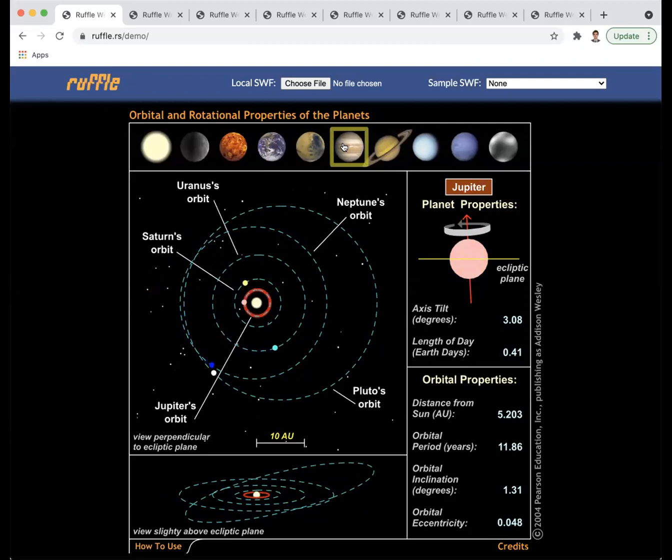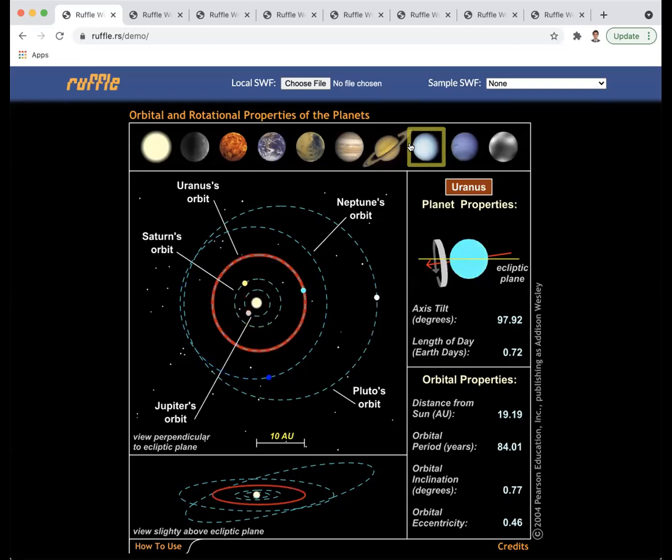Jupiter, 3 degrees axis tilt. It rotates way faster, so that's why it's also not 100% spherical, because it's rotating very fast. So the length of a day is about 0.4 of an Earth day. That means Jupiter, with that massive size, is actually moving pretty fast. The same is true for Saturn, 0.44, which is the length of a day. But the axis tilt is way more than Jupiter, about 26 degrees.